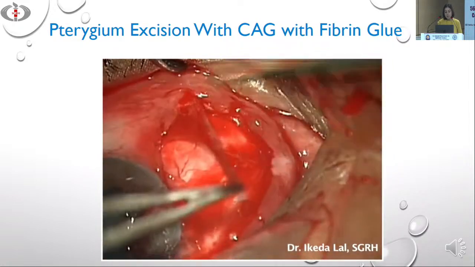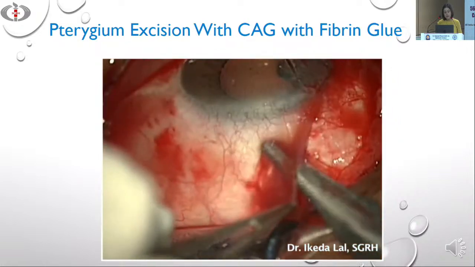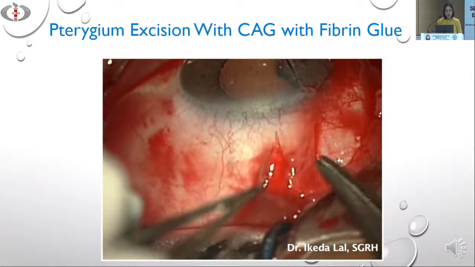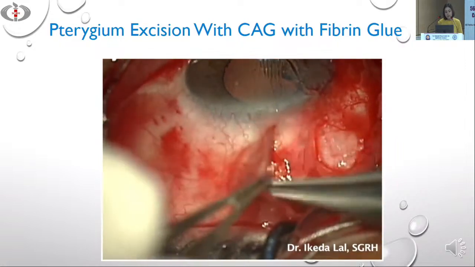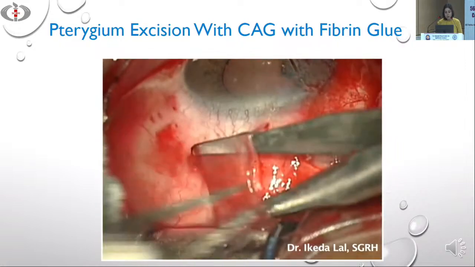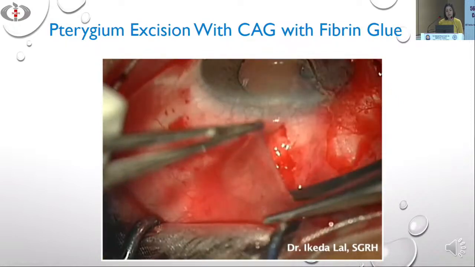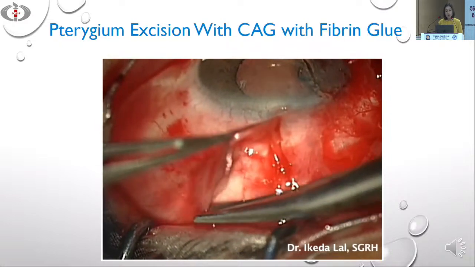So we excise the tissue. And then after this, measure the defect and then create the graft. So one tip here is when we are harvesting the graft, you can ask your assistant to just use a bud or a Merocel sponge and rotate the eye downwards inferiorly and to the nasal side. This beautifully exposes the superotemporal quadrant and makes it easier for us to harvest the graft.